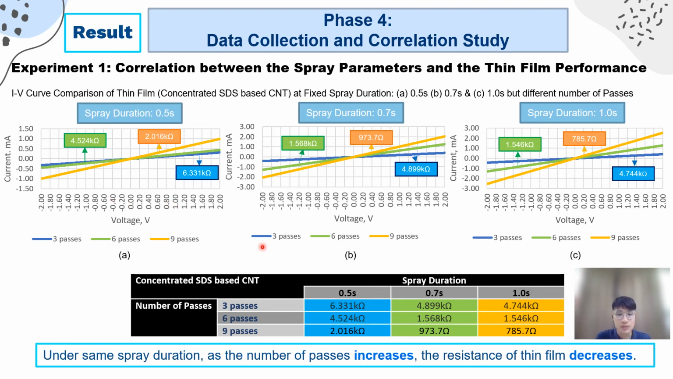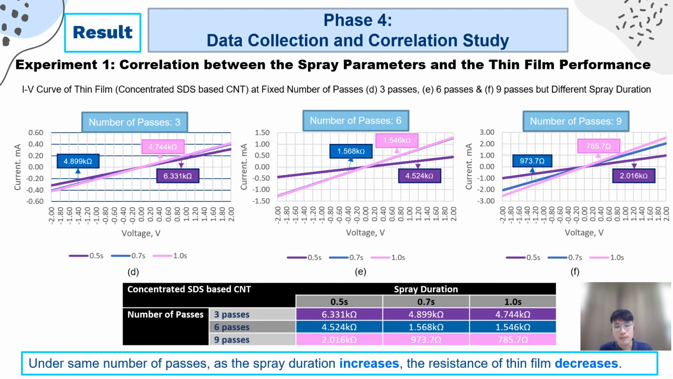Under the same spray duration, as the number of passes increases, the resistance of the thin film increases as well, as you can see in these three columns. Similarly, from another perspective, by looking at the same number of passes, the resistance of the thin film decreases as the spray duration increases, as you can see in the same row here. So these are the two correlations that have been established.